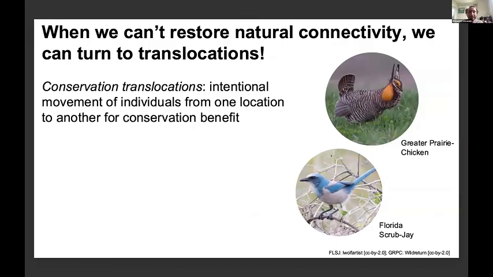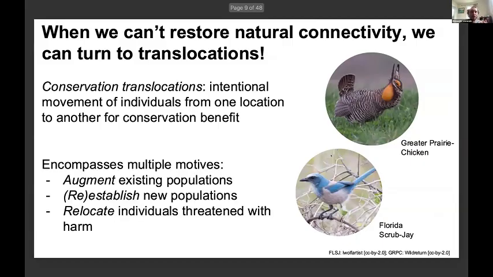And so what is a conservation translocation? Well, this is simply the intentional movement of individuals from one location to another for some sort of conservation benefit. And this encompasses a bunch of potential motives. One is that maybe you have a small population that isn't doing very well, and you may want to add or augment individuals into that population to benefit that population. One species where that's been done in several places is the greater prairie chicken shown here.